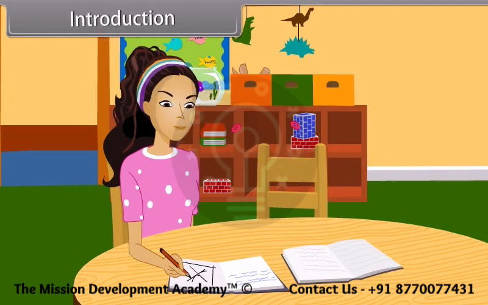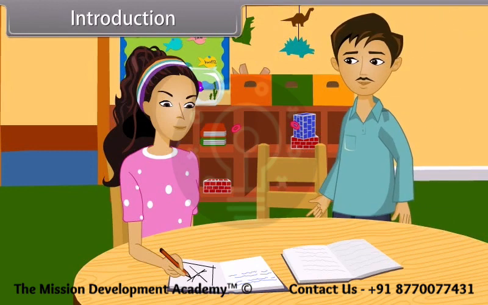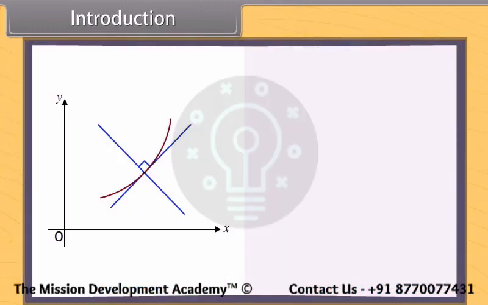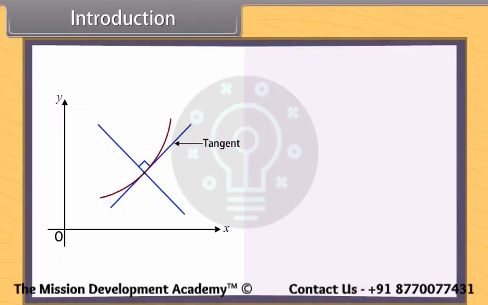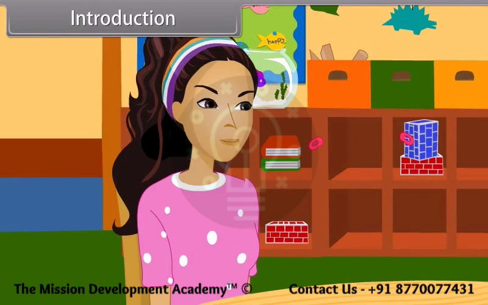Introduction. This one is tangent. No, this is tangent. Sheetal, what are you doing? Dad, I'm trying to find the tangent here. I'm not sure whether I'm right or wrong. Show me. So, what according to you is a tangent? This is tangent. Am I right, Dad? No, you are not. This is tangent and this is normal. The tangent is a straight line which just touches the curve at a given point. The normal is a straight line which is perpendicular to the tangent. Oh yes, I remember.